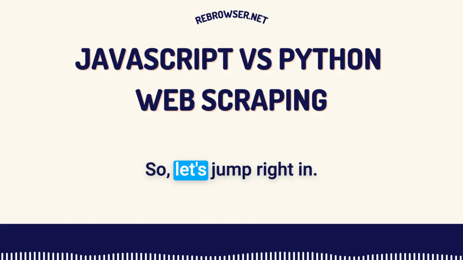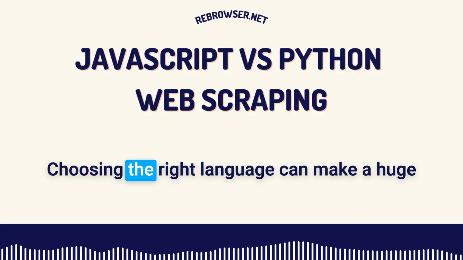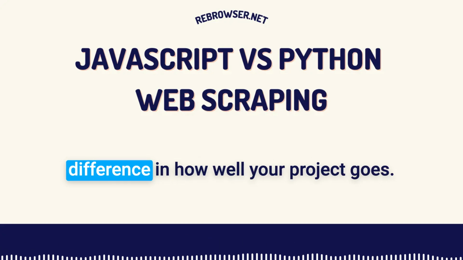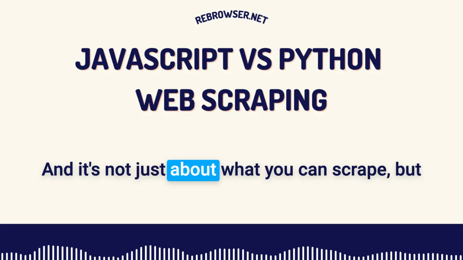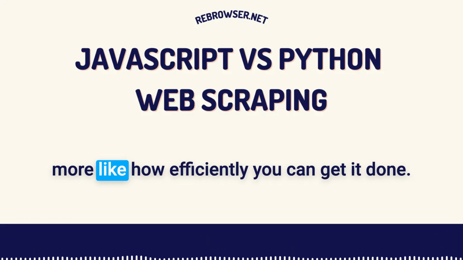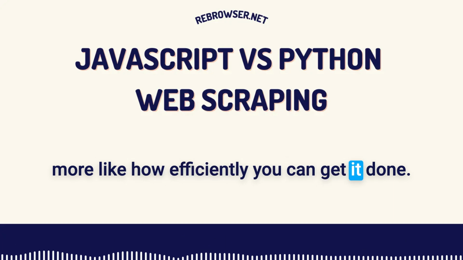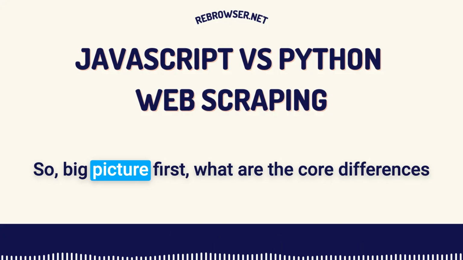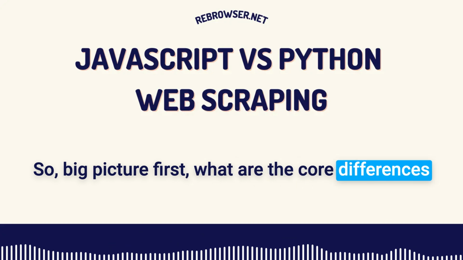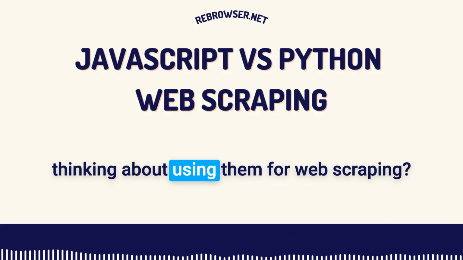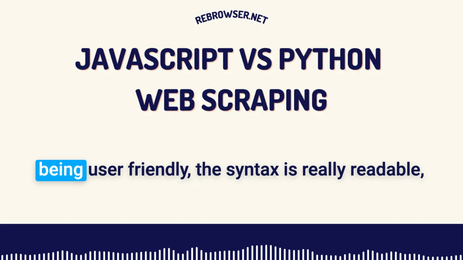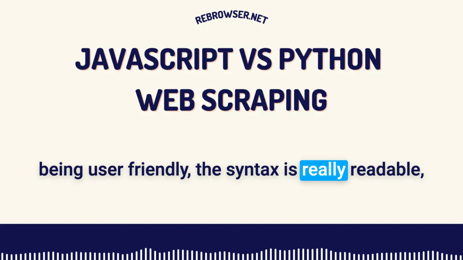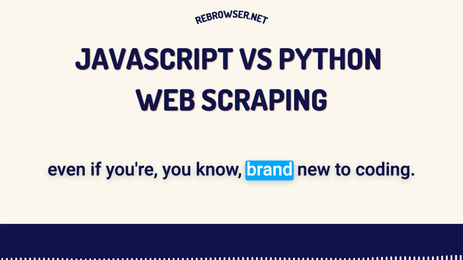Okay. So let's jump right in. Choosing the right language can make a huge difference in how well your project goes. Absolutely. And it's not just about what you can scrape, but more like how efficiently you can get it done. So, big picture first. What are the core differences between these languages when you're thinking about using them for web scraping? Well, Python is kind of famous for being user-friendly. The syntax is really readable, even if you're brand new to coding.